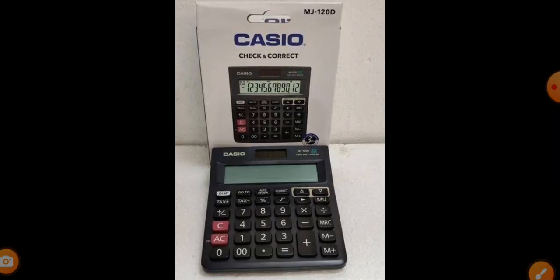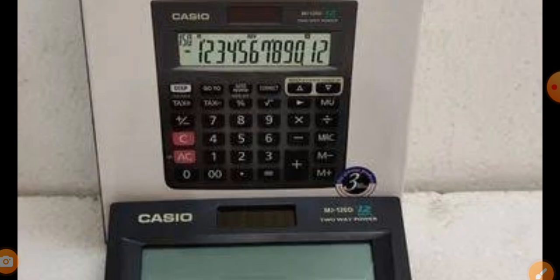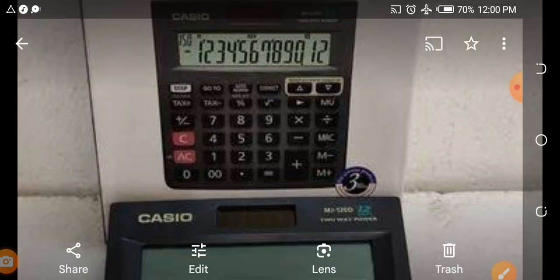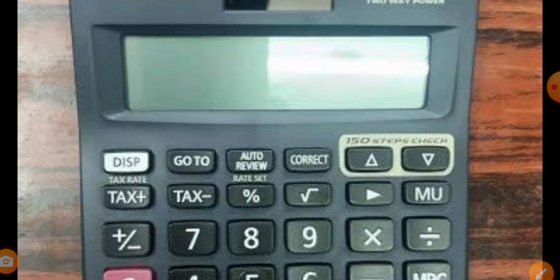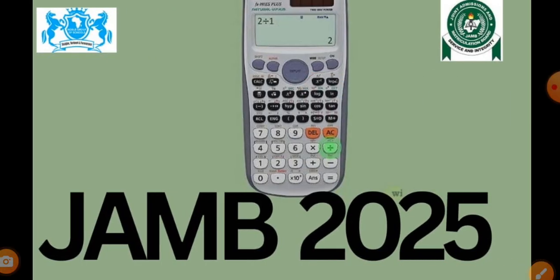The one that they will give you is what I call Pangala calculator. It is going to be this kind of market woman calculator, you can see it on the screen, without sine. There will be no sine. There will be no cosine. You can see this is the kind of calculator they will give you.